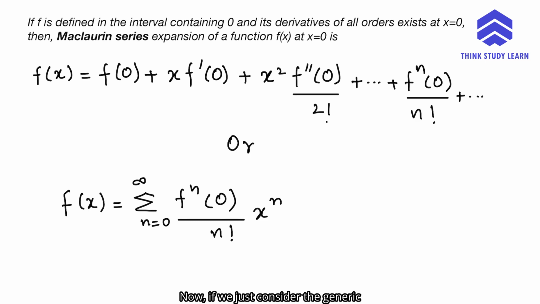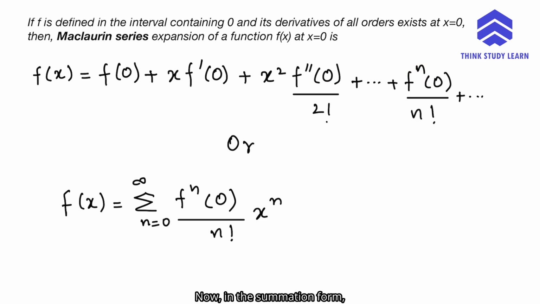Now, if we just consider the generic formula that we studied in the previous slide, in the place of f of a we put f of 0, and then we had x minus a, but here a is 0, so we write x, and then we take the first derivative of f of x and then put the value of a, that is 0 in this case, and then we have x minus a whole square, as a is 0, so we have x square, and then we take the second derivative of the function and then put the value of 0, and then so on up to the required value of n.